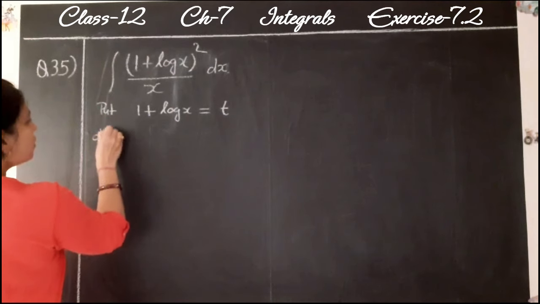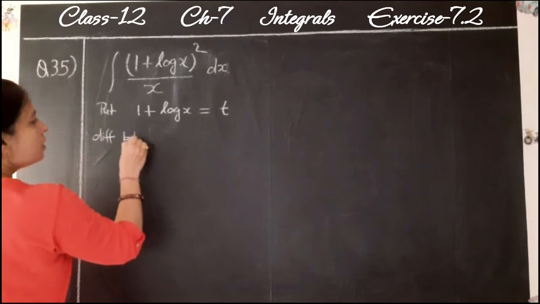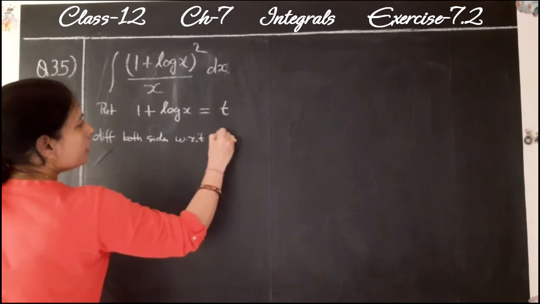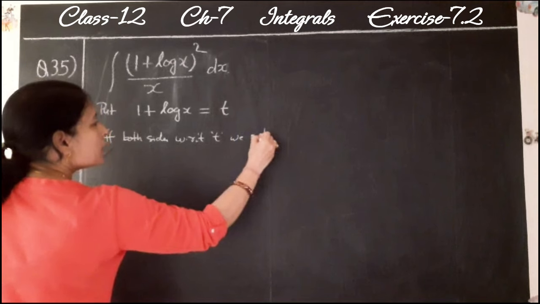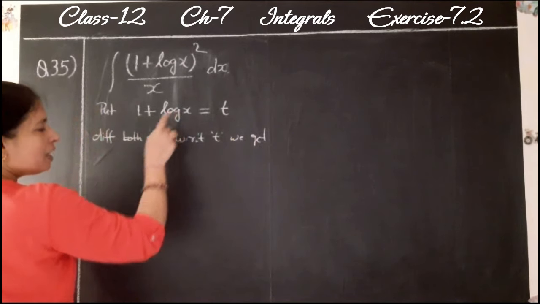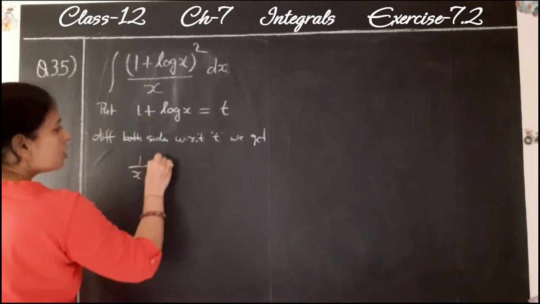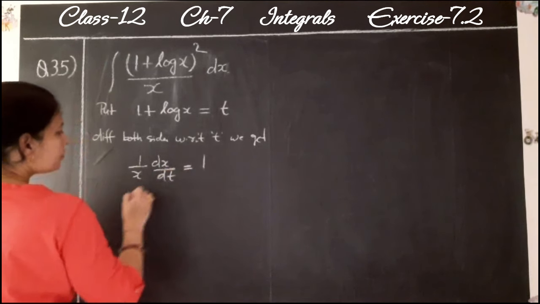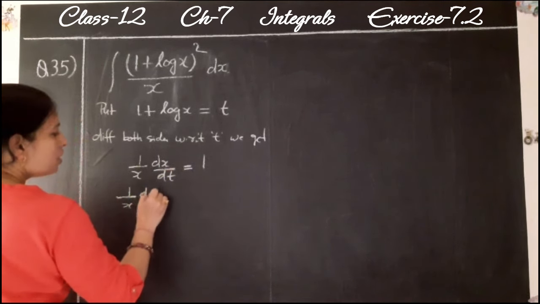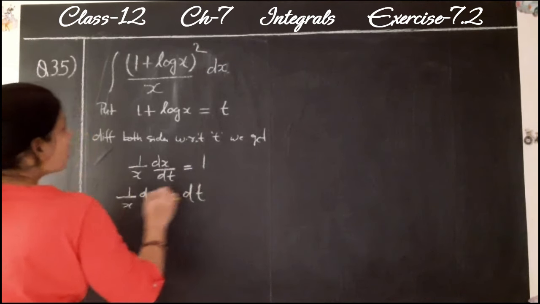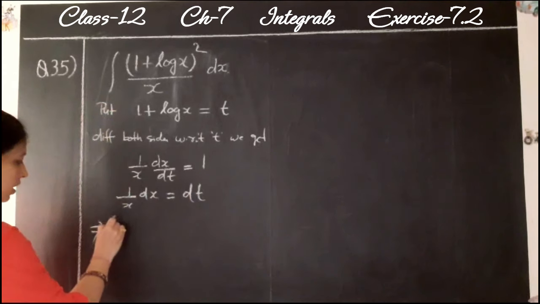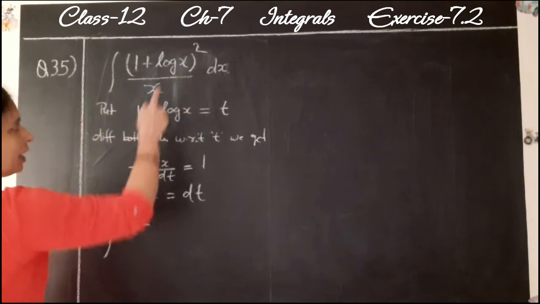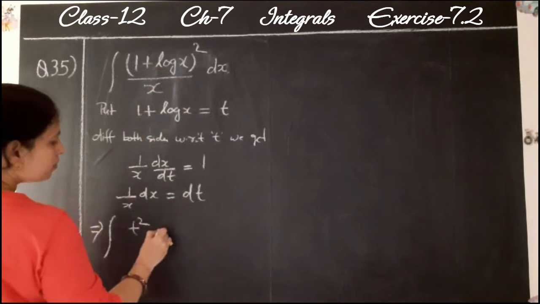So differentiate both sides with respect to t. We get here it will be 0 and derivative of log x will be 1 by x, dx by dt will be 1. So 1 by x dx will be dt. So we can write our integral right here. 1 plus log x is t. So it will be t square. And in place of 1 by x dx write dt.